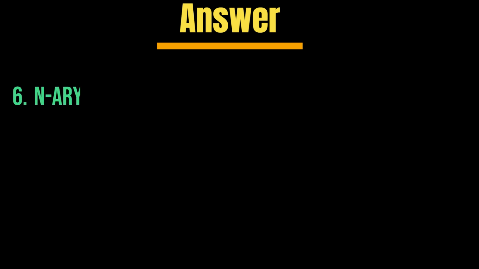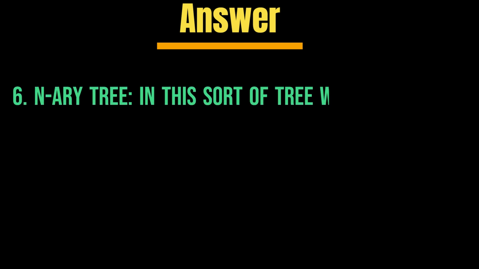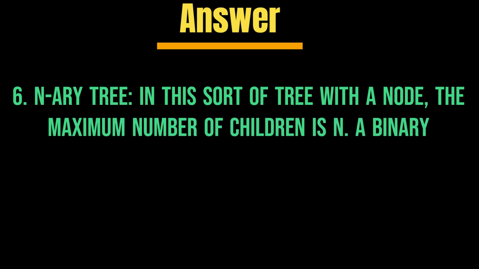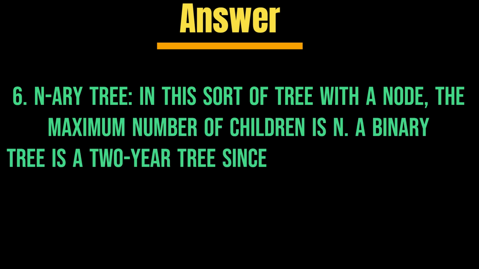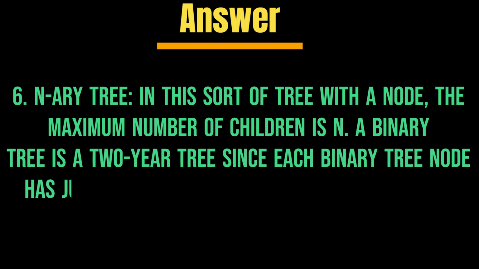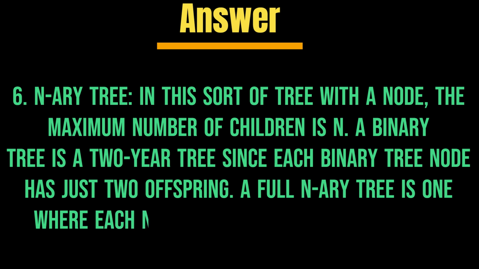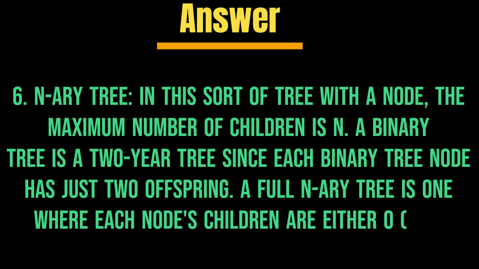6. N-ary tree. In this sort of tree, the maximum number of children a node can have is n. A binary tree is a 2-ary tree since each binary tree node has at most 2 children. A full n-ary tree is one where each node's children are either 0 or n.